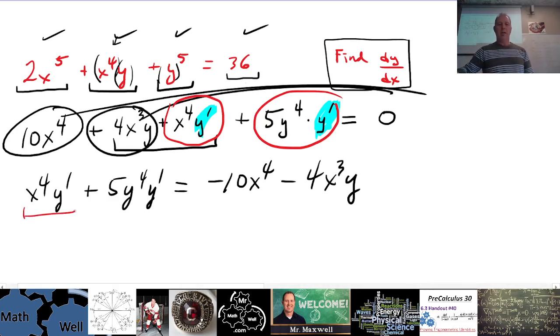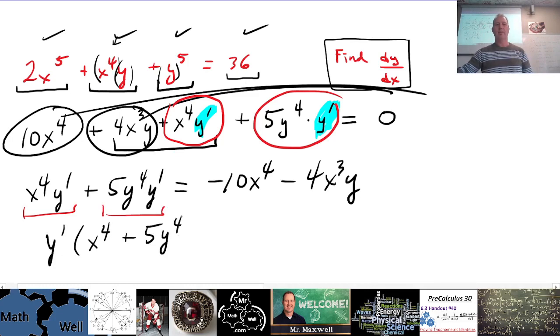Now, because I have a common factor of y prime in these two terms, I am going to remove my y prime. I'm left with x to the fourth plus 5y to the fourth. I could factor the top here, I guess. It might be a good idea to take a negative 2x cubed out of there. Negative 2x cubed, and that's going to be what? 5x plus 2y.